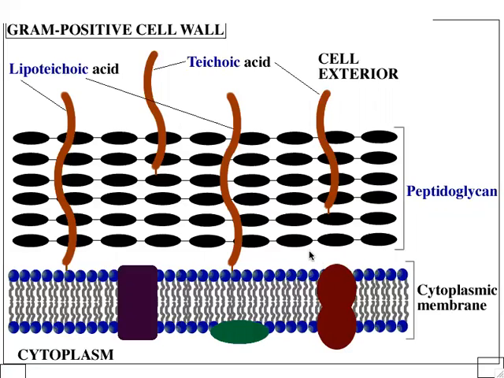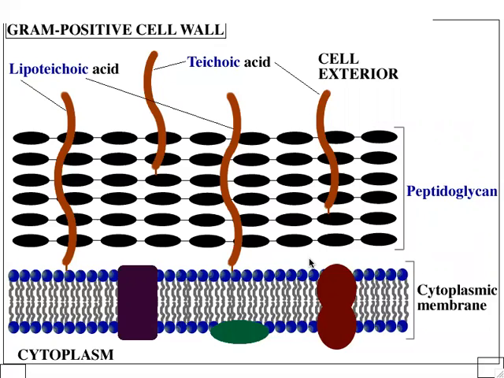One quick note, this region right here in a gram-positive cell is occasionally also called the periplasmic space. But don't be confused, a gram-positive doesn't really have a region that is akin to what we see in a gram-negative.